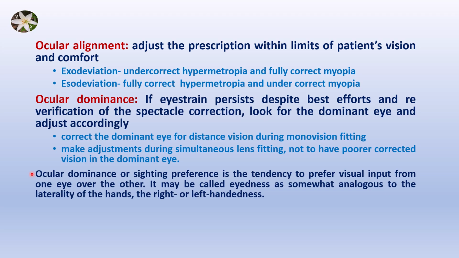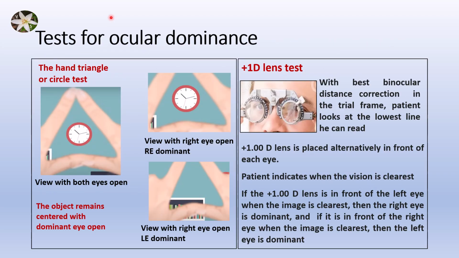Now, while handedness, right or left-handedness, is very obvious, the eyedness or ocular dominance is not so obvious and we have to look for it. How do we go ahead to look for it? I will describe here two tests for ocular dominance. One is the hand triangle test and the other is the +1 diopter lens test. Both the tests are very simple.